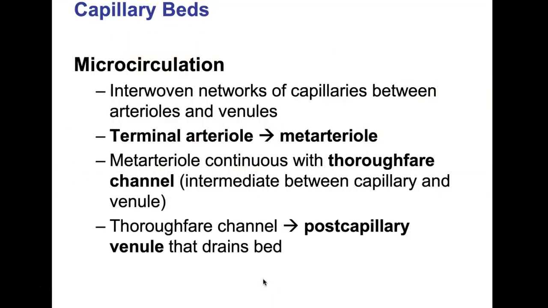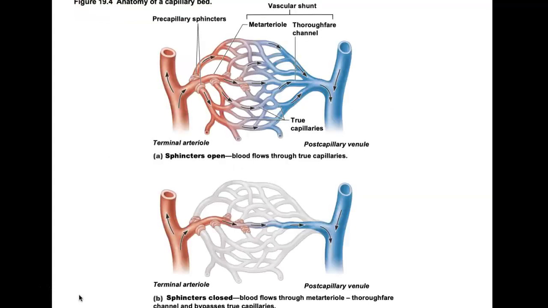Now, capillaries do not function independently. Instead, they form interweaving networks called capillary beds. The flow of blood from an arteriole to a venule through a capillary bed is called the microcirculation. In most body regions, a capillary bed consists of two types of vessels. You have a vascular shunt, which is also known as a metarteriole thoroughfare channel, which is a short vessel that directly connects the arteriole and venule at opposite ends of the bed.